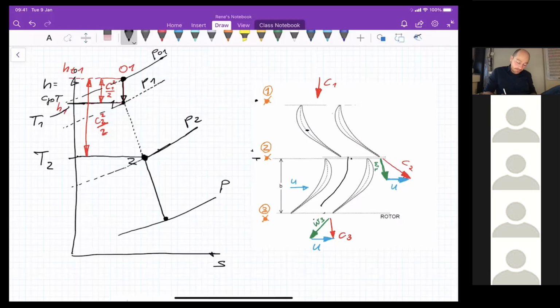Now this is P3. And if I want to know the total conditions at the outlet, what do I need to do? I need to add C3 again. So I add C3 squared divided by 2 here. It's my kinetic energy at the outlet of this. And then I get my total condition, pressure P0, the 0 indicating total condition, not 3. And then I'm here at this point.